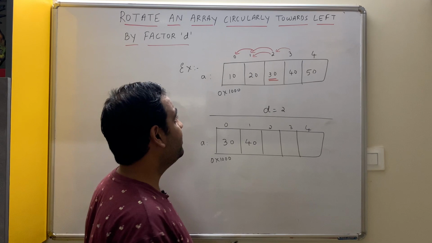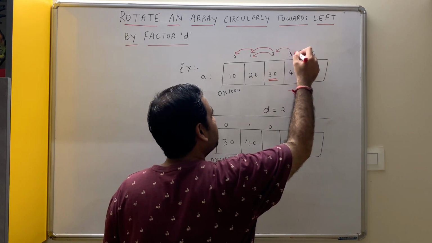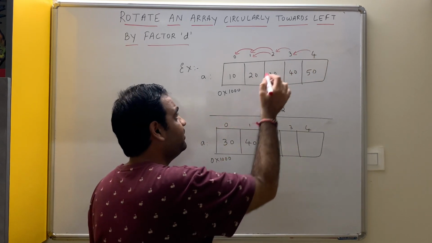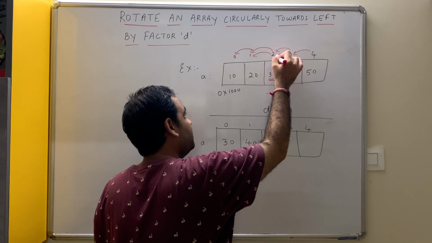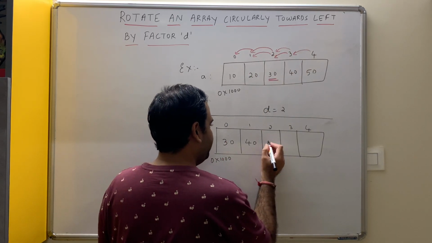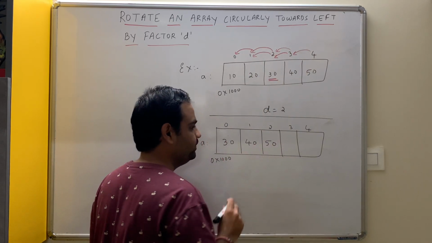Now where will 50 come? This is the first shift towards the left. This is the second shift towards the left. 50 comes at index 2.